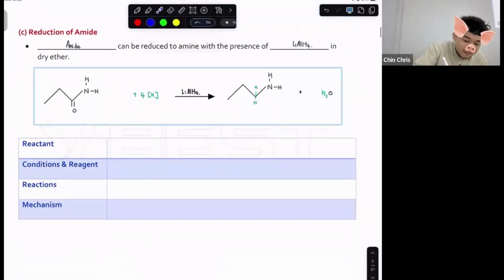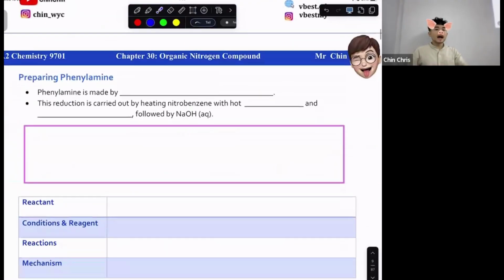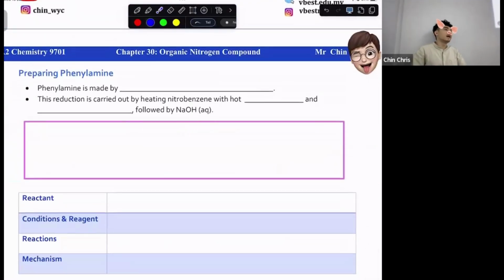Alright, guys, let's look at the reduction of amide. You're starting with an amide. For the condition and reagent, you just have to add LiAlH4. The reaction turns an amide into an amine, and the mechanism is just reduction. Done.